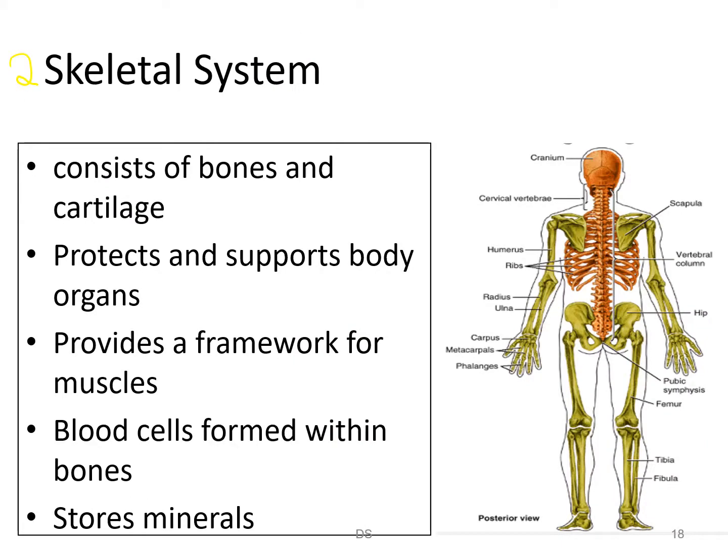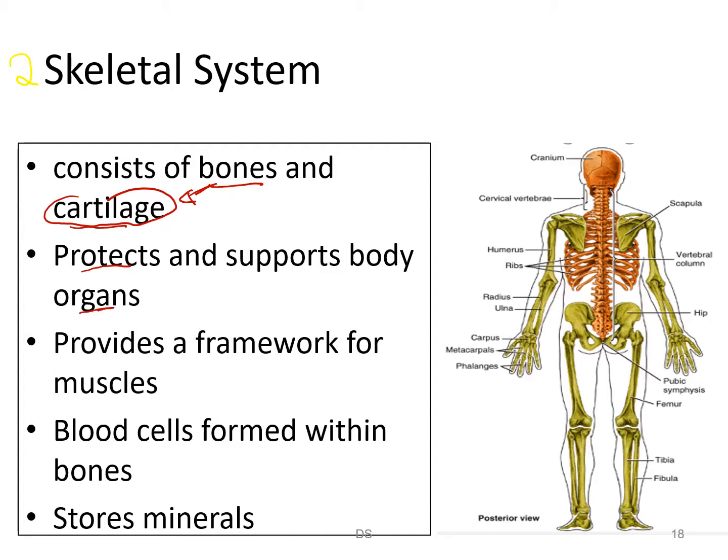The second system is the skeletal system, and it mainly consists of the bones and the cartilage. The bones are hard connective tissue, whereas the cartilage is also connective tissue, but it is relatively resilient when we compare it to the bones. When we see their function, they protect the organs which are found within our body.